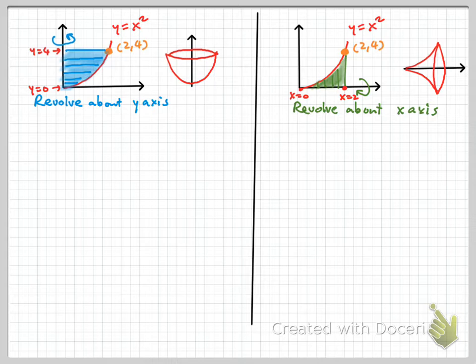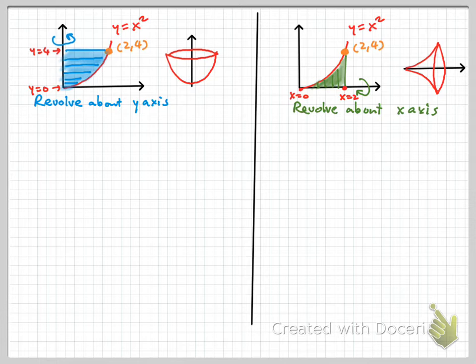But on the left hand side, I'm doing a revolution about the y-axis, whereas on the right hand side, I'm doing a revolution about the x-axis. So you can see, even the shape of the object after the revolution is different. On the left hand side, it's kind of like a bowl shape, like the shape of a container, whereas on the right hand side, it's kind of like the shape of a trumpet.